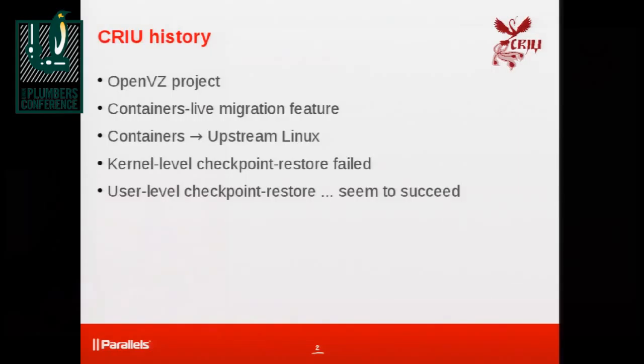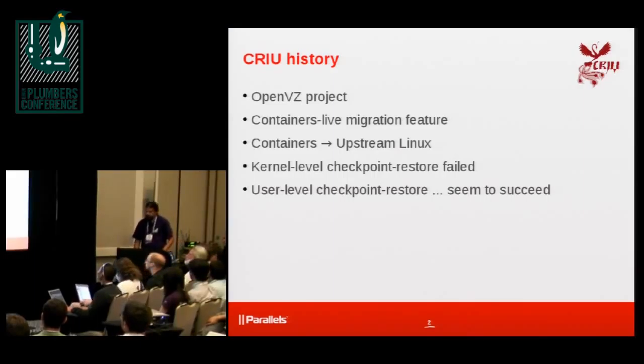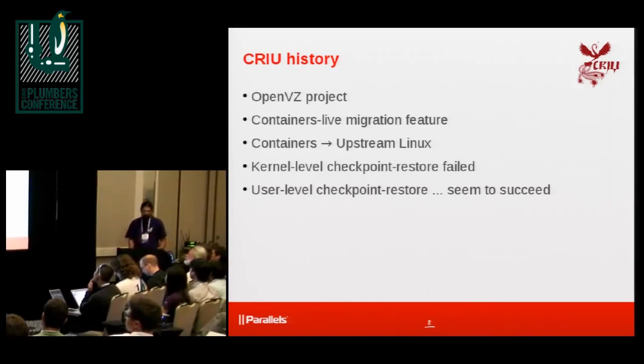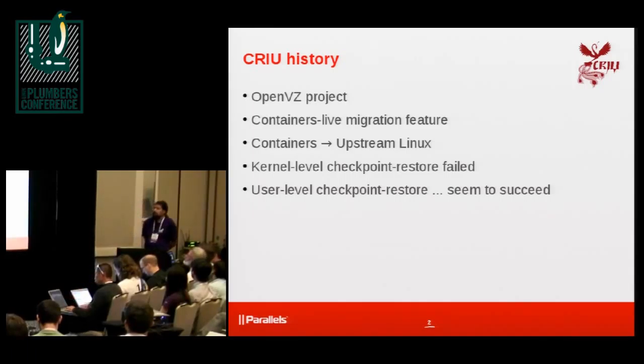So the whole idea about checkpoint restore and the first implementation at Parallels appeared with the OpenVZ project. OpenVZ project is about providing containers on Linux for users, and one of the features of that was containers live migration feature, with which we moved containers without stopping them between two nodes. And since one of the goals of OpenVZ project was to provide containers functionality upstream, someday we decided to start with upstreaming the checkpoint restore.